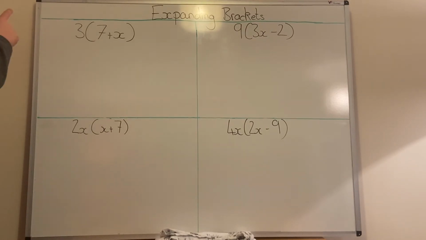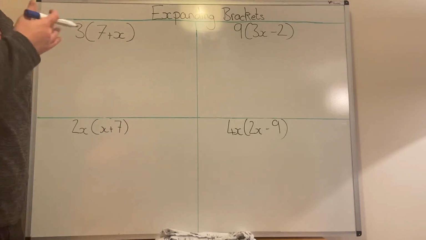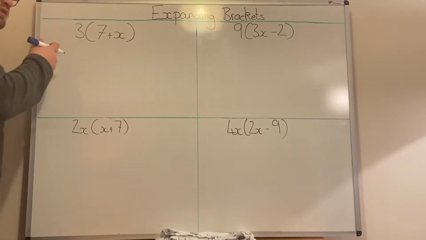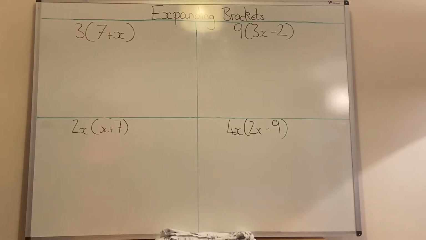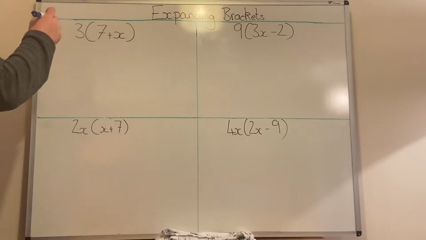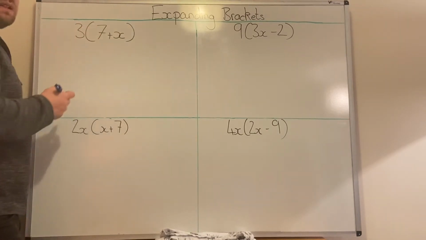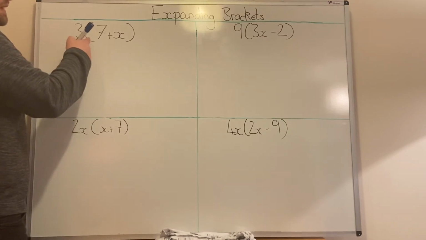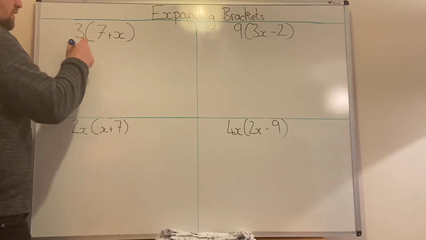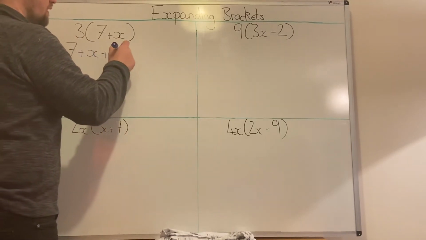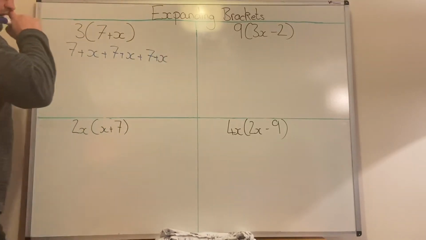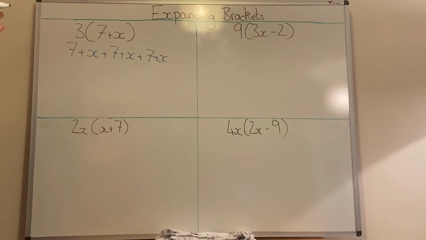Now when you're expanding brackets, the whole point of expanding brackets is to get rid of the brackets. What we do is multiply everything on the outside of the bracket by everything on the inside of the bracket. So for the first one, we've got 3 lots of 7 plus x. What we could do is write 3 lots of 7 plus x, so we've got 7 plus x plus 7 plus x plus 7 plus x. That takes a bit of time, but when we have bigger numbers, that's not appropriate.